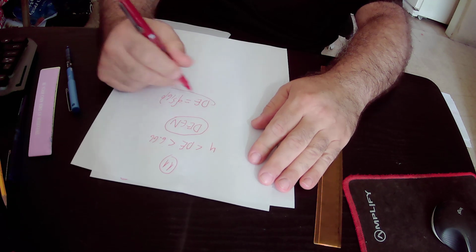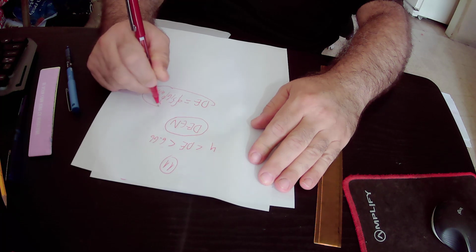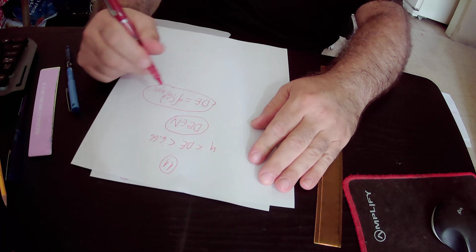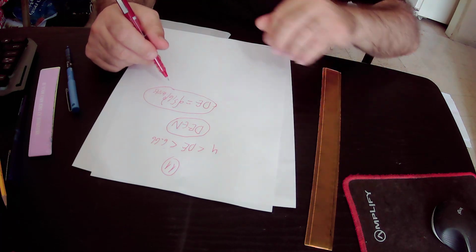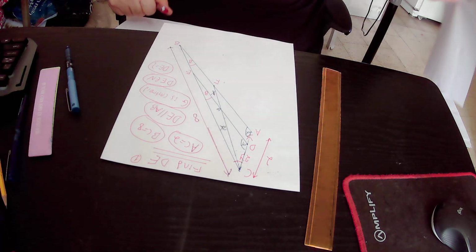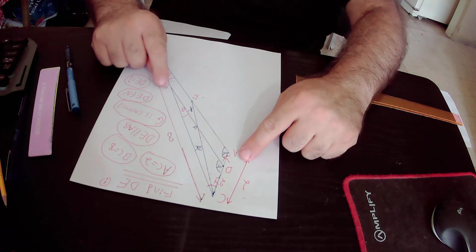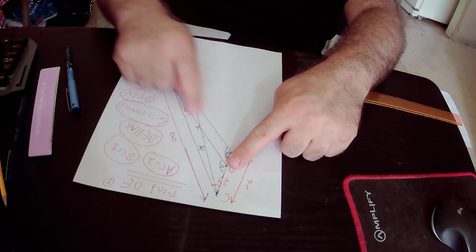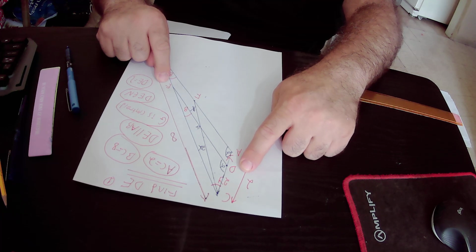So we actually found out that the value of DE, or the size of line segment DE, equals either 5 units or 6 units. So the answer to the question is the size of line segment DE. This line segment equals either 5 units or 6 units. And that is the answer to the question.